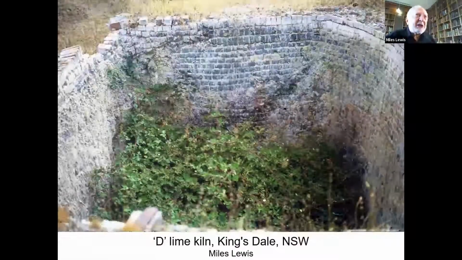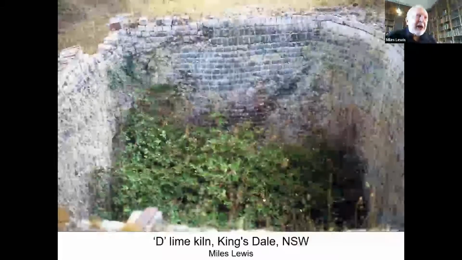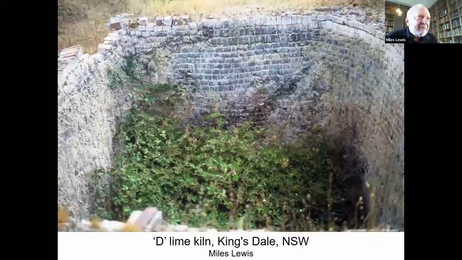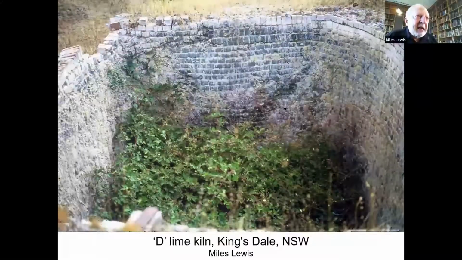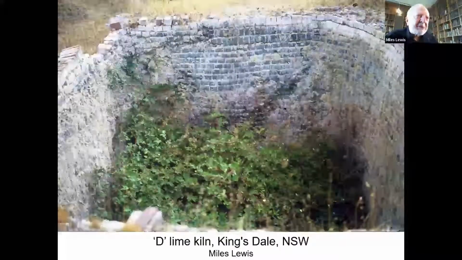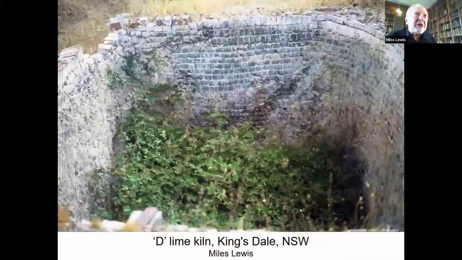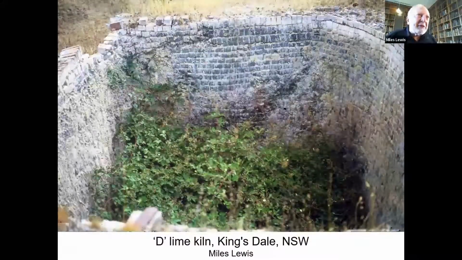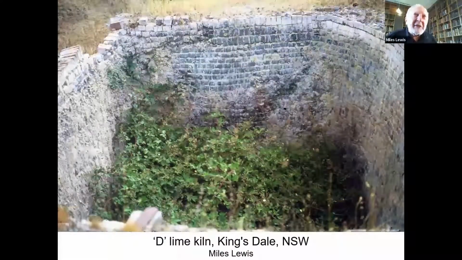So you see the top is near ground level, so you can drive your cart up with the limestone and put it in. But there's an exposed face at the bottom. We get access to the bottom doorway. It's called a D kiln because one side on the left is straight and the other side is curved in the shape of the letter D.